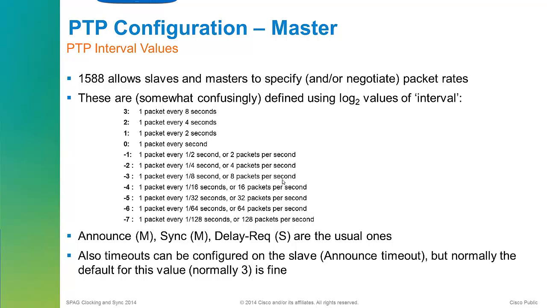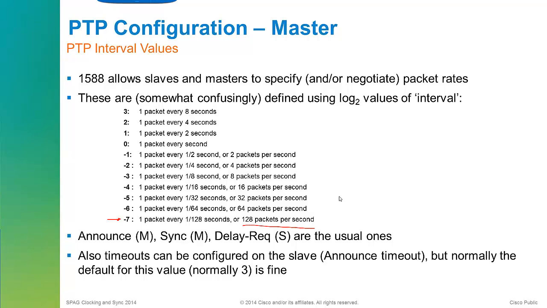So these are defined somewhat confusingly using log base 2 values of interval. If you define the interval to be 0, it means 2 to the 0, or 1 packet every second. Numbers larger than 0 mean 1 packet every so many seconds. So 8 seconds is 2 to the 3, so 8 seconds between packets. Less than 0, negative numbers, means fractions of a second. So down the bottom there, -7: 2 to the -7 means 1/128th of a second, which means you're going to send 128 packets per second.